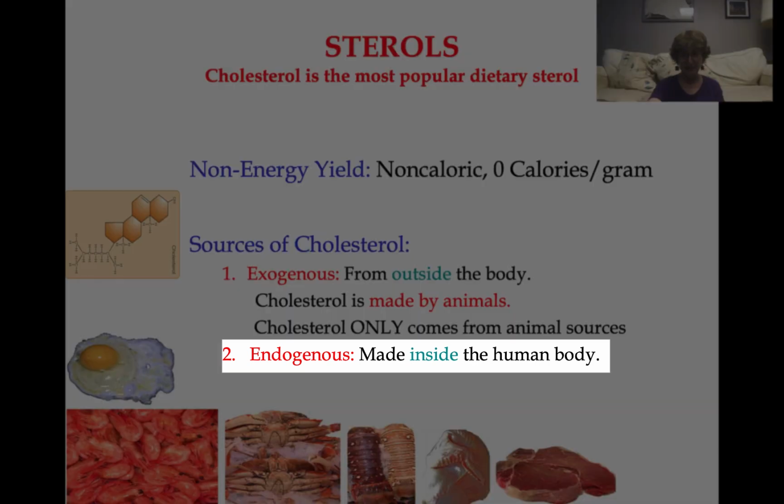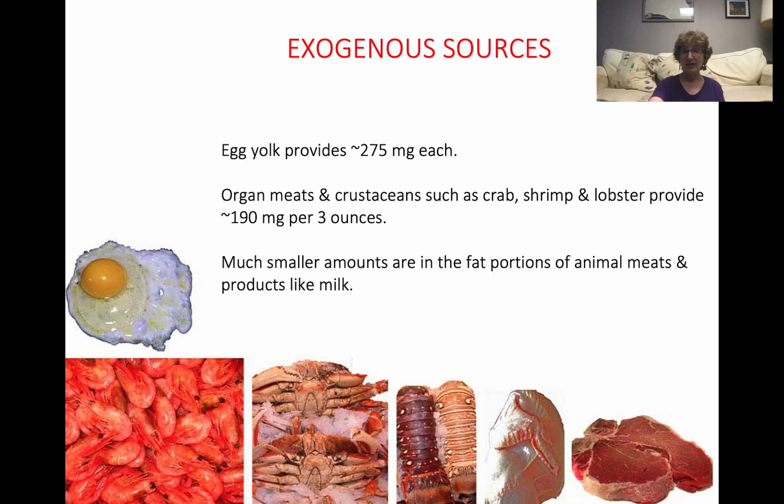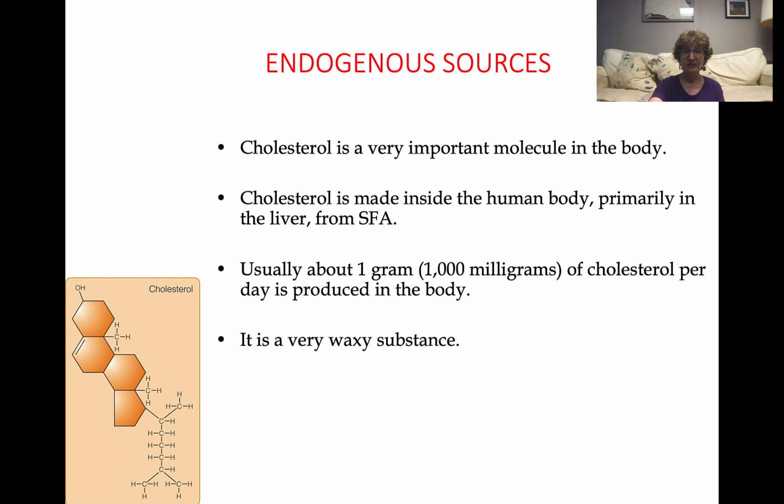Endogenous means it's made inside the body. Exogenous sources, animal foods. Endogenous, we get it from the liver, which makes it primarily from saturated fatty acids found in food. Usually about a gram of cholesterol is made per day in the liver. There's this feedback mechanism whereby if you consume more dietary cholesterol than your body needs, say 1,000 milligrams, that feedback mechanism tells the liver to make less cholesterol. All right, so cholesterol in food does not affect cholesterol in the blood because of that feedback mechanism, if your genetics are working in your favor.